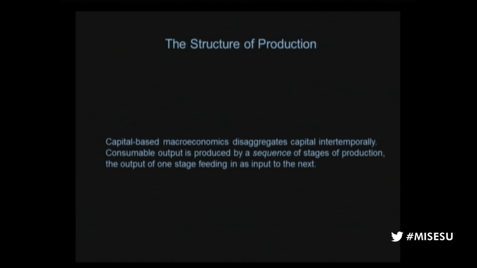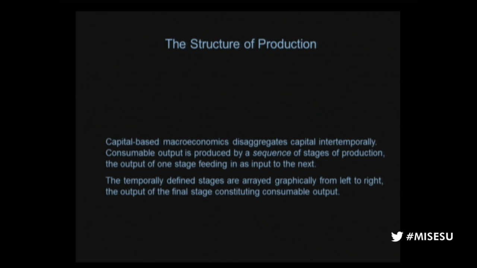Okay, let's go on now. What I'm going to do is crib from parts, at least, from my lecture on business cycles, so I can take just a little more time than I'll be able to take in the next day or so to talk about the structure of production. But what I'm doing is using the same idea of a structure of production. And here we're saying capital-based macro disaggregates capital into temporally sequenced stages, okay? Consumable output is produced by a sequence of stages of production, with the output of one stage feeding in as input to the next. The temporally defined stages are arrayed graphically from left to right, not from top to bottom, and the output of the final stage constitutes the consumable output. And so we can put those stages of production up here. They look like that. All right.